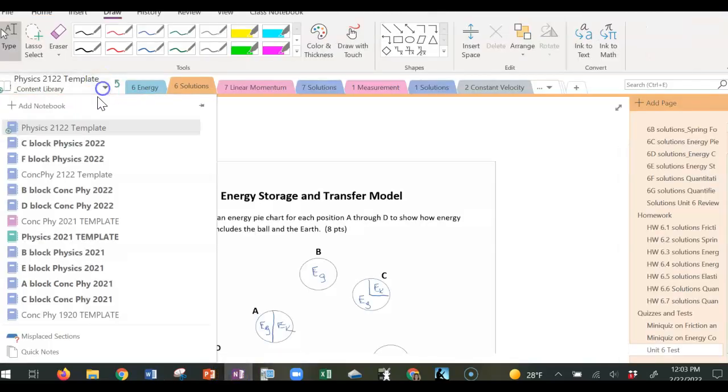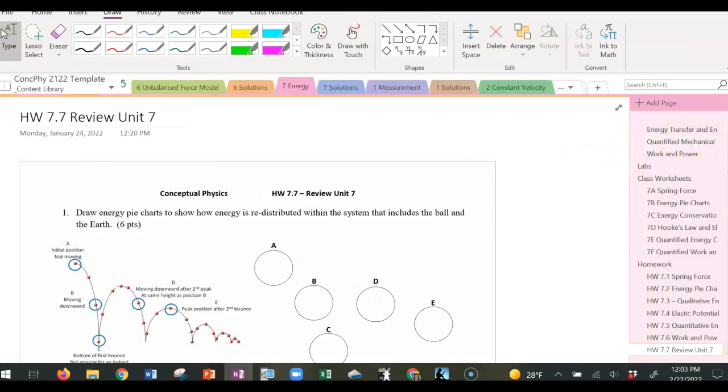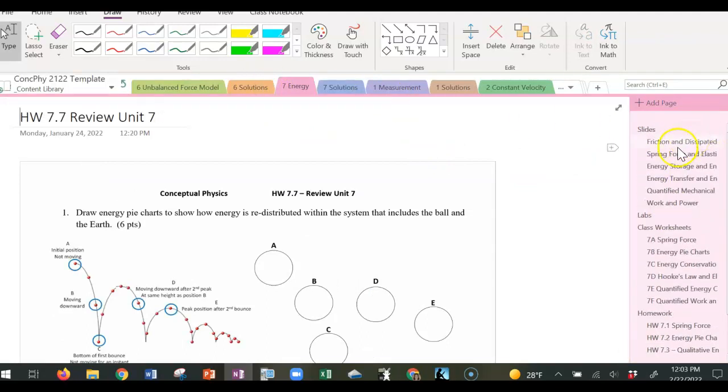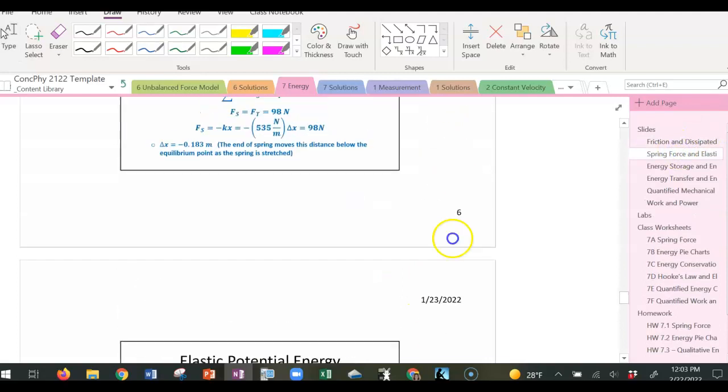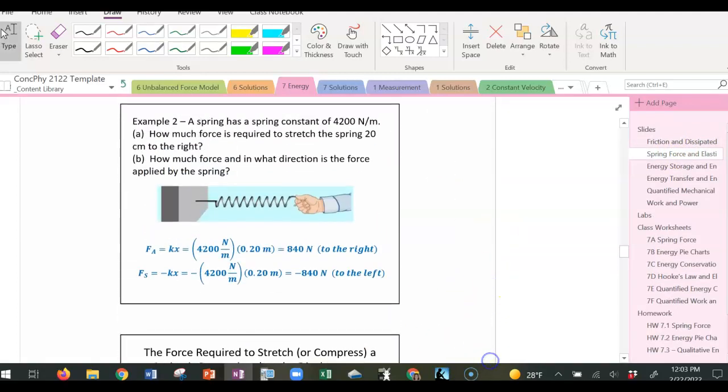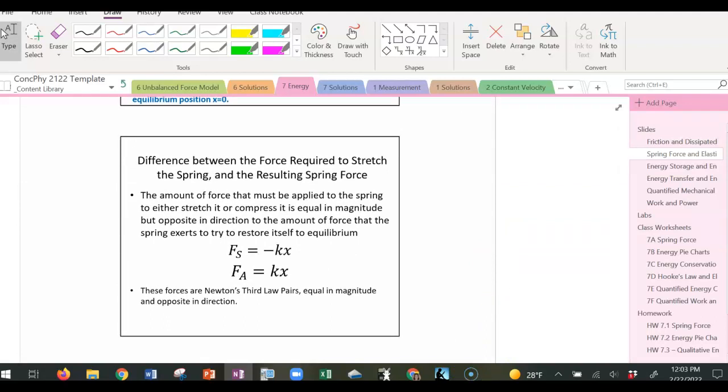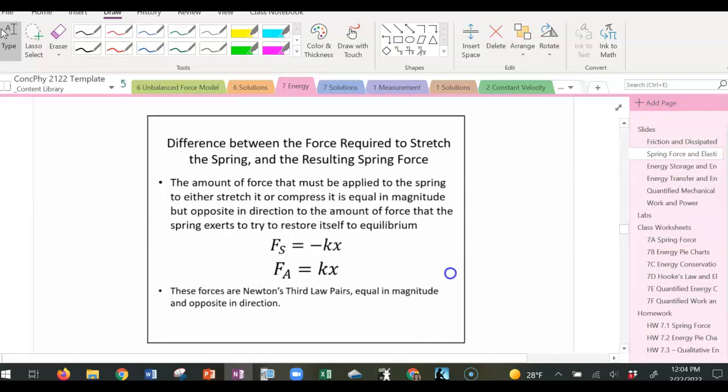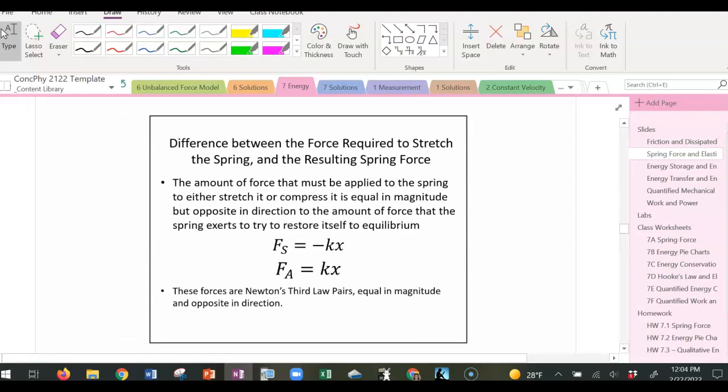If you recall, this corresponds to the slides that we saw when we talked about spring force, and we talked about the difference between the force required to stretch the spring and the resulting spring force. The spring force equals negative k delta x, but the applied force just equals k delta x. It doesn't have a negative sign. The negative sign means that the spring force acts in the opposite direction of the applied force.